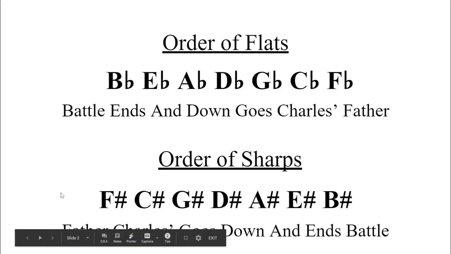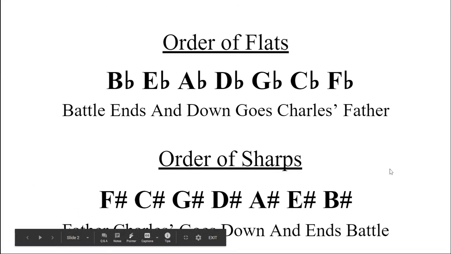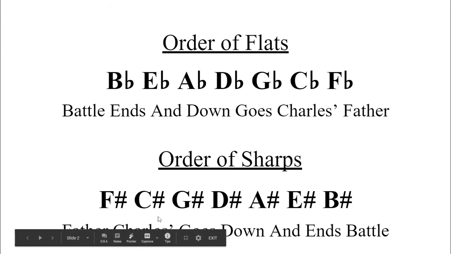Okay, so we're going to start with, this is a little different than what I've been teaching you before as far as how to remember each key signature and the order of sharps and flats, because I think this is really good to use as far as learning them frontwards and backwards. So Battle Ends And Down Goes Charles' Father is the order of flats. Battle Ends And Down Goes Charles' Father. And that's nice because if you do it backwards, you have the order of sharps. Father Charles Goes Down And Ends Battle. Okay, so please memorize that.